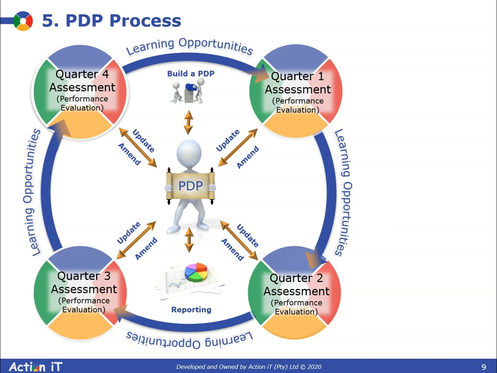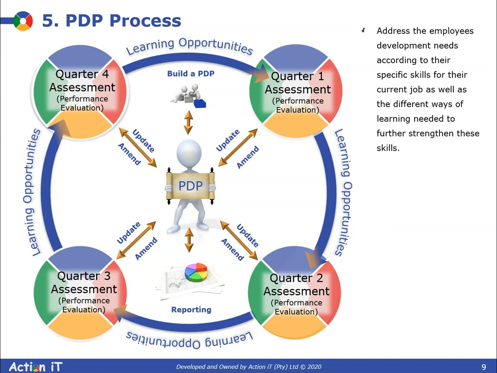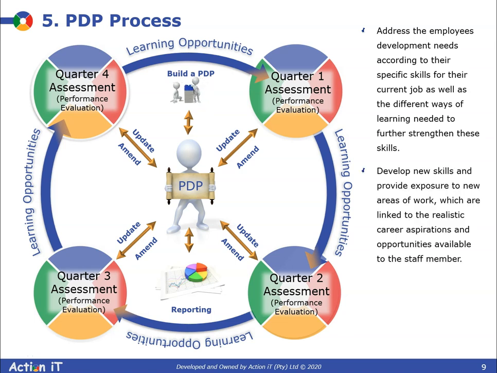In summary, the process needs to address the employee's individual development needs for their current job, as well as ways in which they can strengthen their current skills. The process should include exposure to new areas of work, which are linked to realistic career aspirations. A written record must be kept of all interactions, updates, and amendments to the PDP.